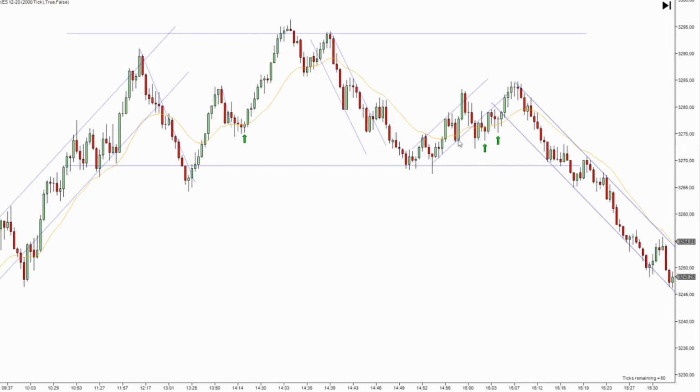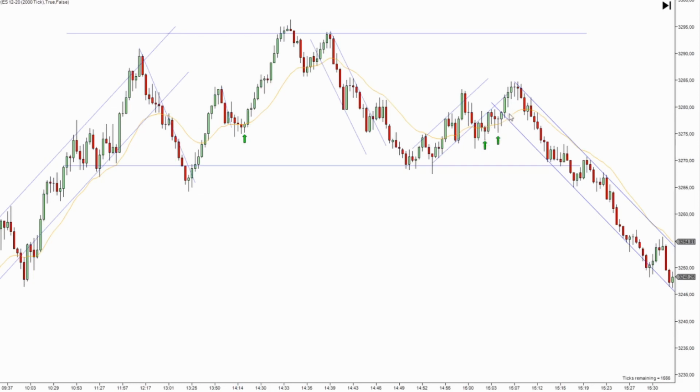We spiked through the EMA, we pulled back. We have a first entry long from this new high that we made. This is a new swing high that we made. We have a first entry long, pull back, and you get a second entry long right here. This was a good setup. I didn't take it, I waited for this setup actually.